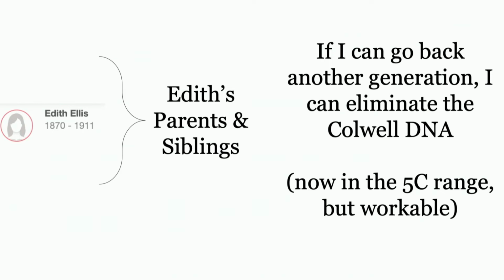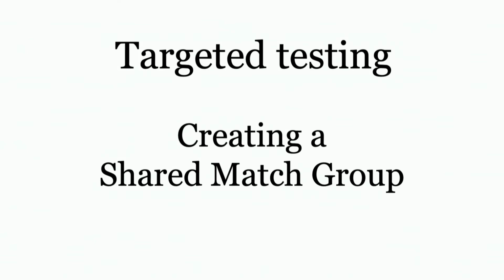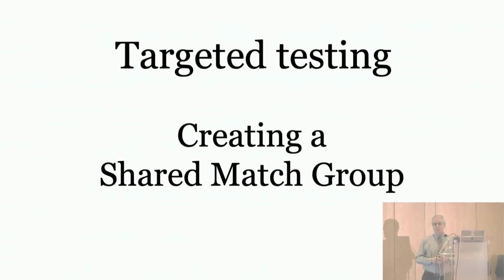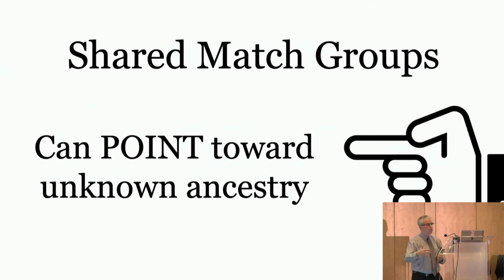Another big use of targeted testing, and probably my favorite, is to force the creation of a shared match group. When we force the creation of a shared match group, we're harnessing the power of shared matching to point towards a particular line. Shared match groups can point towards specific unknown ancestry if we test the proper descendants. So I think of shared match clustering as pointing towards particular ancestors. It's really just a new way to organize your matches.